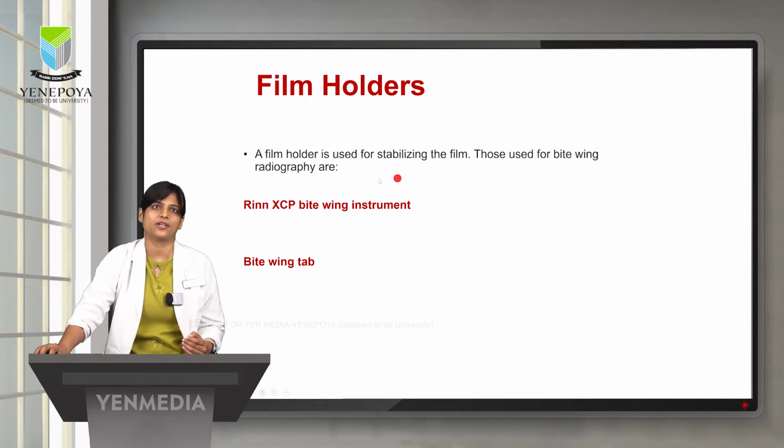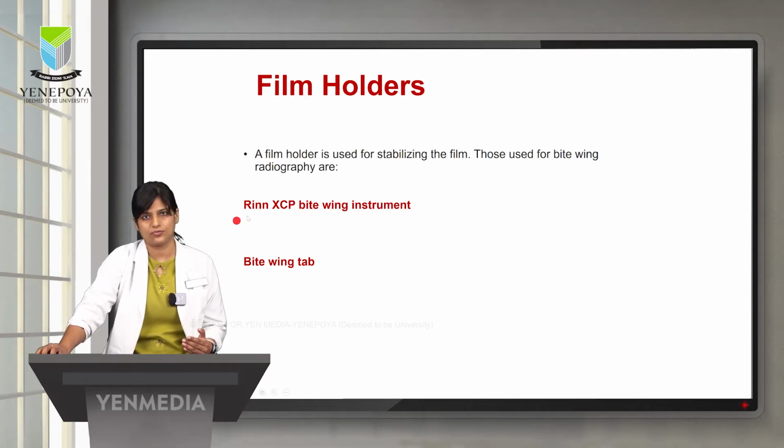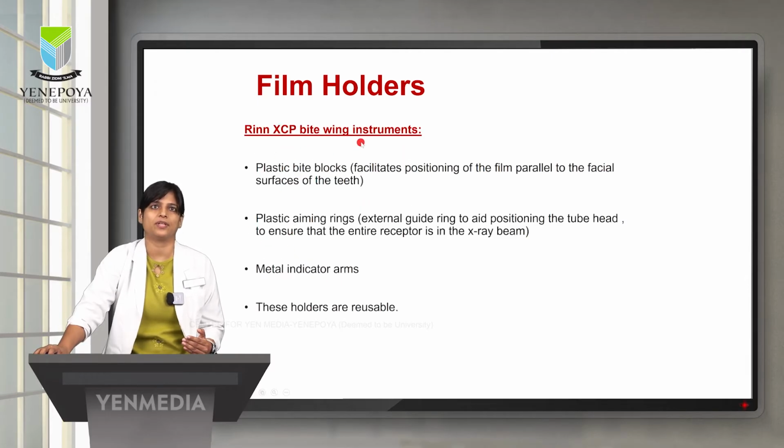Those used for bitewing radiography: there are two main film holders for bitewing, that is the RINN XCP bitewing instrument and the bitewing tab. At the end of this PPT, I will also be giving a live demonstration of these two film holders. First we will move on to the RINN XCP bitewing instrument.